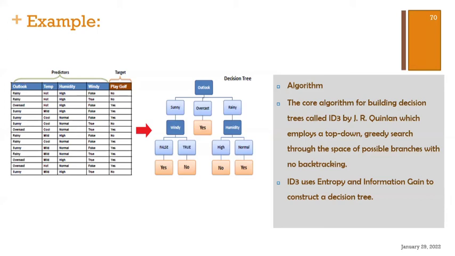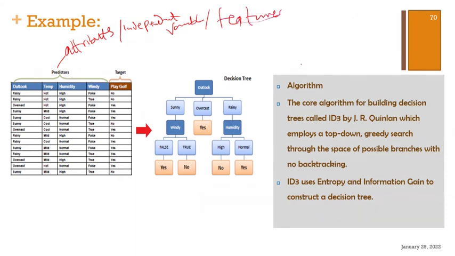These are the predictors. Remember, predictors are the same thing as attributes. We use a lot of terms interchangeably. Predictors are called attributes. They are also called the independent variables. We also call them features. So let's pay attention to those names, okay? They are the same thing.